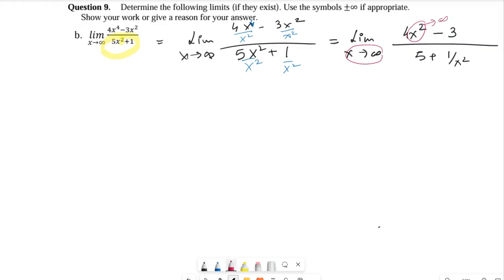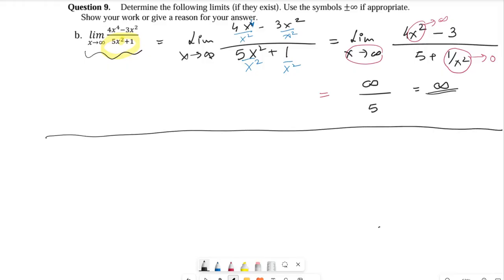3 is just a constant. 1 by x squared will approach 0. So what we have here in conclusion is infinity minus 3 should be infinity, divided by 5 plus 0 should be 5. Infinity divided by 5 is also infinity. So this limit is approaching infinity basically.